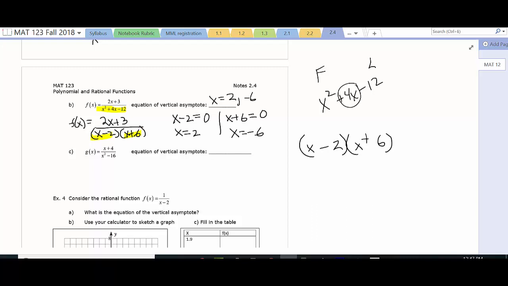So when you're doing a vertical asymptote, you want to focus just on the denominator and what makes it 0. So you have to factor. If you can't factor, you can't do this. Okay, that's as simple as it is.